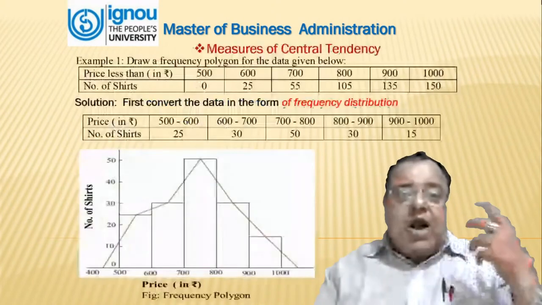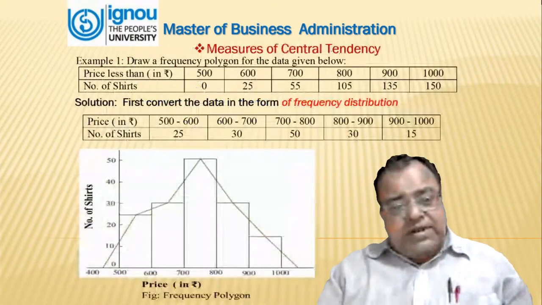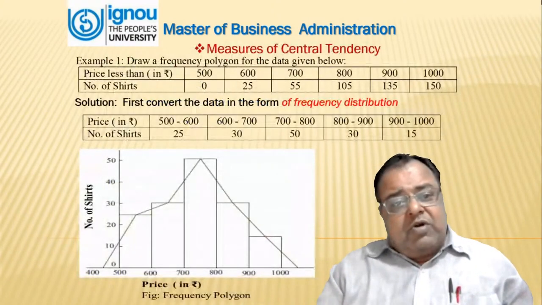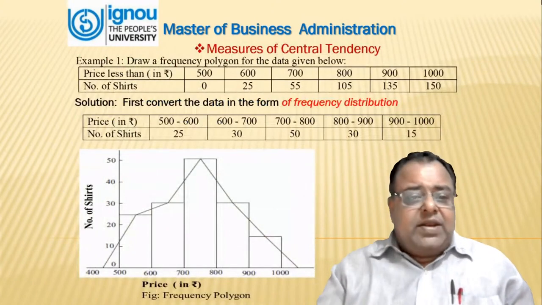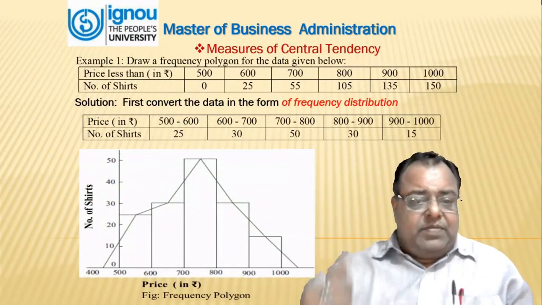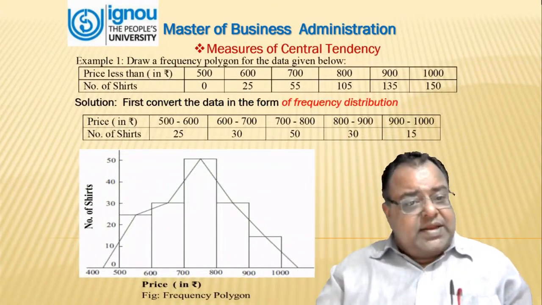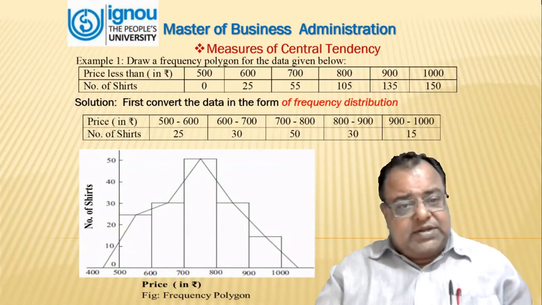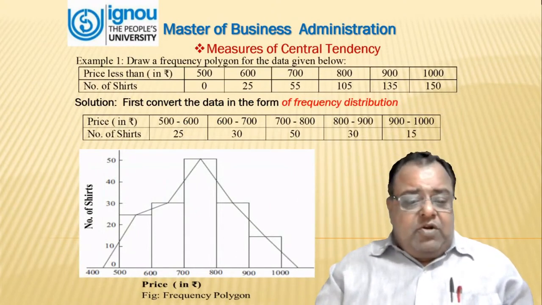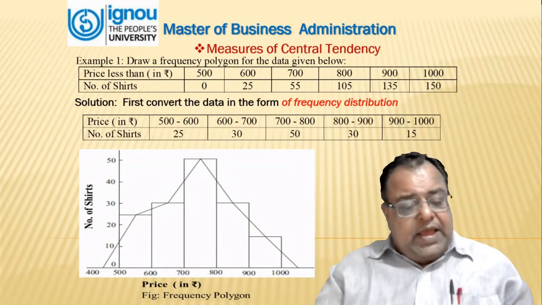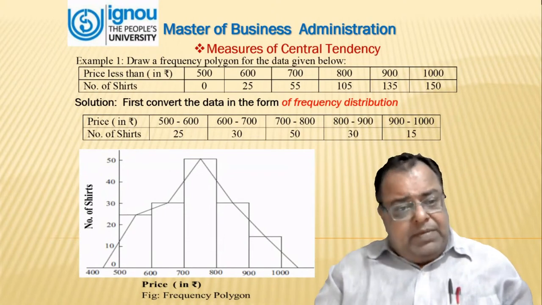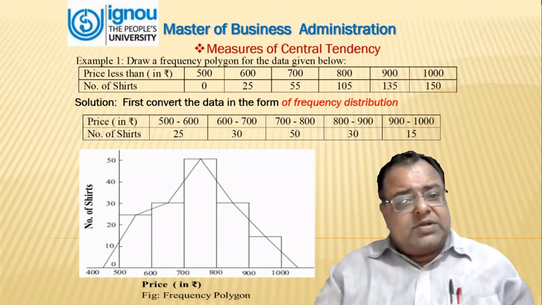Now, we move on to how to calculate the measures of central tendency. How to draw a frequency polygon when the problem is given in this form. We are given price less than, in rupees, and number of shares. Because for drawing a histogram, we have to get the price into an ordered form. We will be converting this data because the data which is given to us is in the cumulative form.